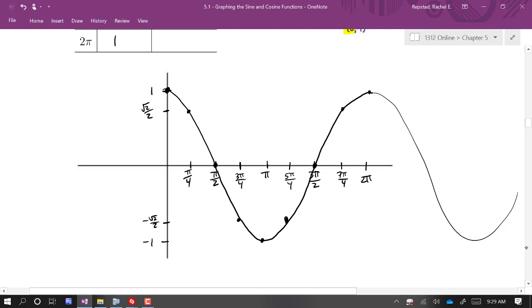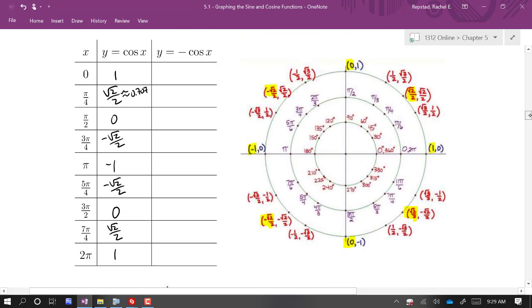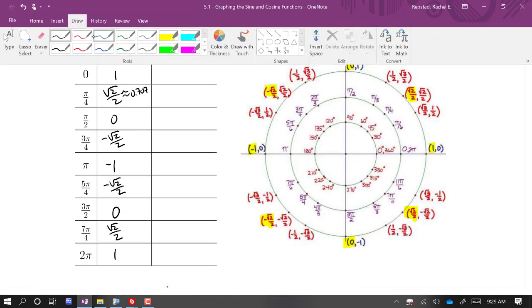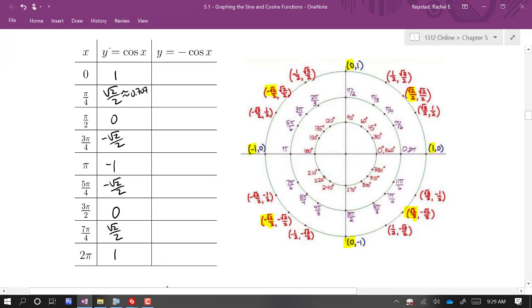So now we can turn our attention to the negative cosine. And as we did on the last page, I'm just going to take the values that we already wrote down in the middle column here. I'm going to change the sign. So I got -1, negative root 2 over 2, 0, positive root 2 over 2, 1, positive root 2 over 2, 0, negative root 2 over 2, -1.